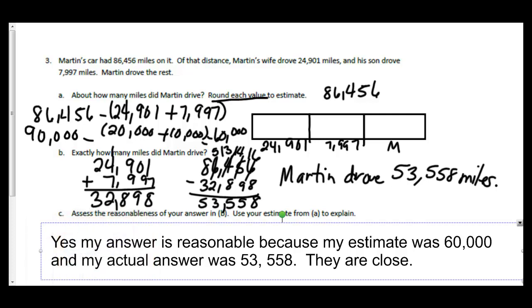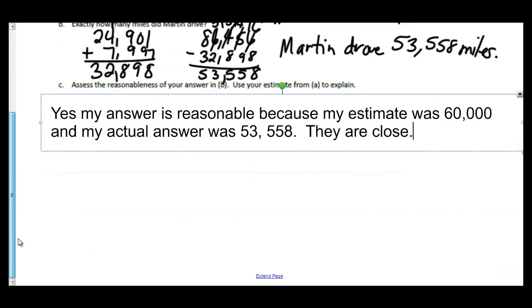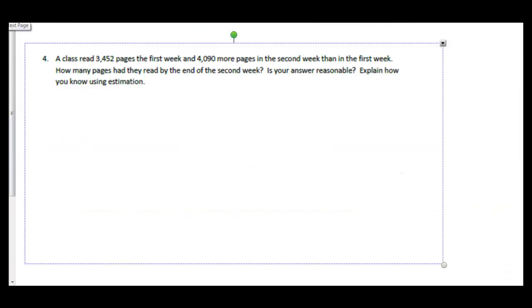All right, so let's keep going. If you feel comfortable trying the next one on your own, go for it. Read it and see if you can do it all by yourself, and then check back with the video to see if you did it correctly. So a class read 3,452 pages the first week and 4,090 more pages, I'm going to underline more pages, in the second week than in the first week. How many pages had they read by the end of the second week? Is your answer reasonable? Explain how you know using estimation. So let's start with our tape diagram.